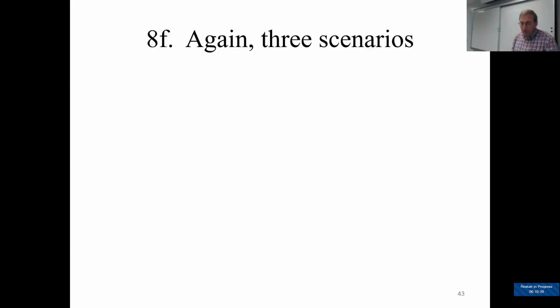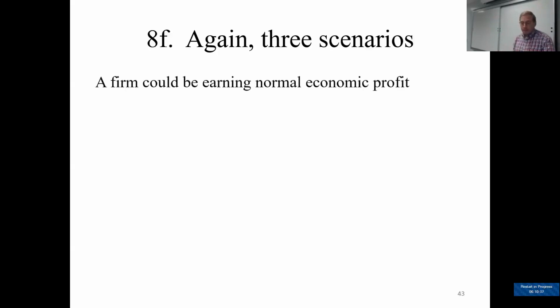So we have 3 different scenarios. Scenario number 1, a firm could be earning a normal economic profit. With low barriers to entry, this is typically going to be the case because even if I'm making a highly differentiated product that people like, and I'm facing a downward sloping demand curve, somebody else is going to try to compete with me, as is the case with iPhones.